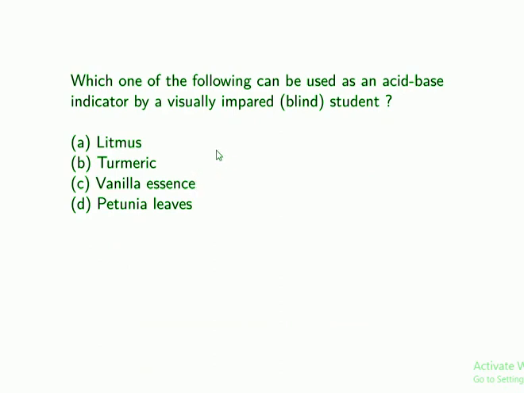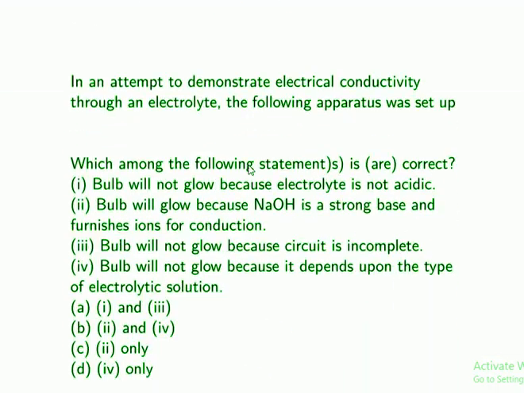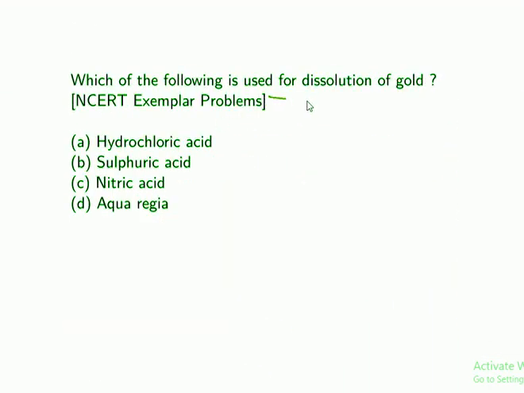Which of the following can be used as an acid base indicator by visually impaired student? If a student is blind, okay, how can he say that a substance is acid or a base? So he can use what? C, vanilla essence. Okay, which one of the following can be used as acid base indicator by visually impaired student? That is nothing but vanilla essence. So answer is C. Which of the following is used for dissolution of gold? So for dissolution of gold, you are going to use aqua regia.